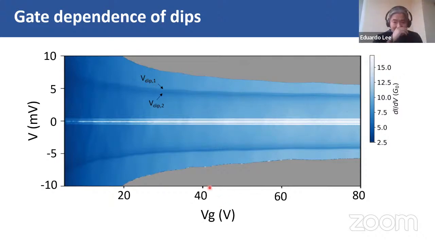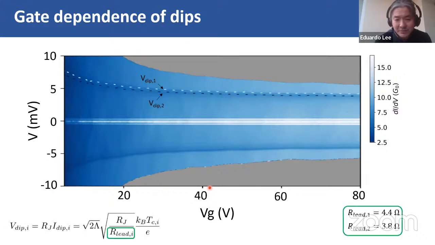Now, we try to fit this to the model. As I showed before, we expect that these voltages would have a dependence on the square root of the normal resistance of the junction. So we fit these dips with the equation I showed you before, and we use a single fitting parameter per lead. As you can see, the normal state resistance of the two leads is slightly different, and this is just a slight asymmetry in the device. But we get a very good agreement. And you can see that essentially these VDIPs follow the square root of RJ dependence. So with this, we become quite confident that indeed the model is describing quite well the effect that we measure.